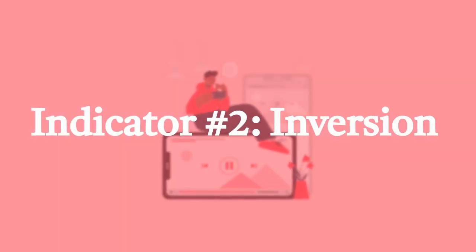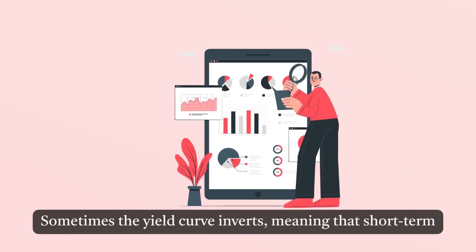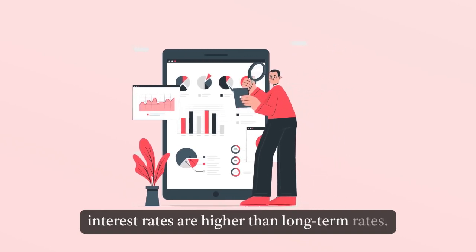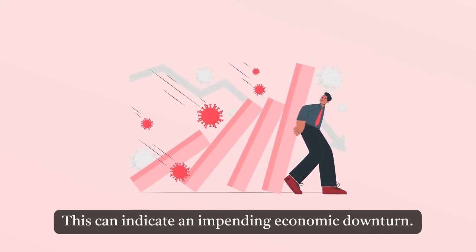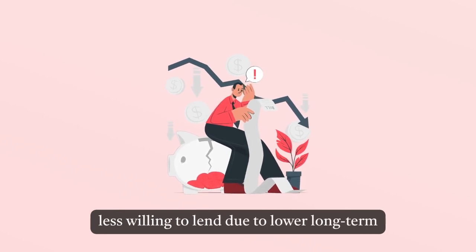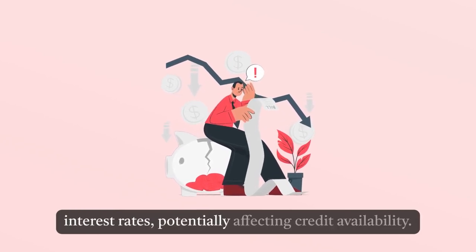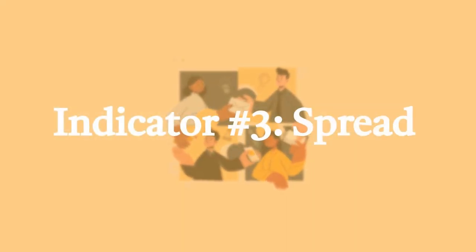Indicator number 2, inversion. Sometimes the yield curve inverts, meaning that short-term interest rates are higher than long-term rates. This can indicate an impending economic downturn. In an inverted yield curve, banks may be less willing to lend due to lower long-term interest rates, potentially affecting credit availability. Indicator number 3, spread.